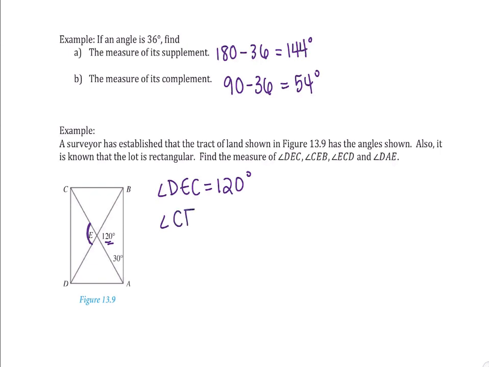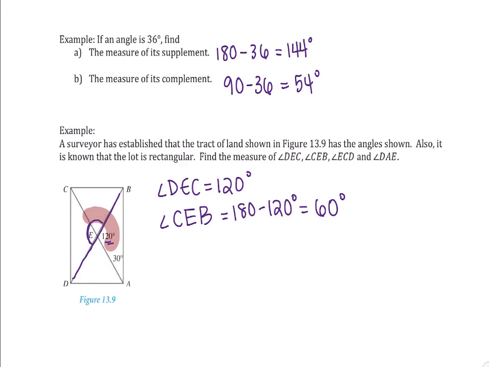Now let's look at angle CEB. I want you to notice here that CED and CEB together form this straight line angle. So whenever you have two angles that form a straight line, you know that they have to be supplementary. And so angle CEB will be 180 minus the 120 that we just found, and we get 60 degrees. I could have just as easily made this a supplementary angle with angle BEA.